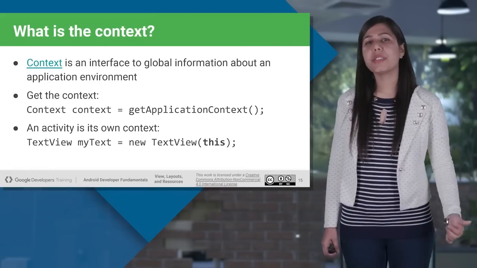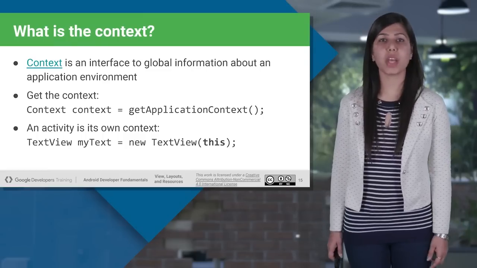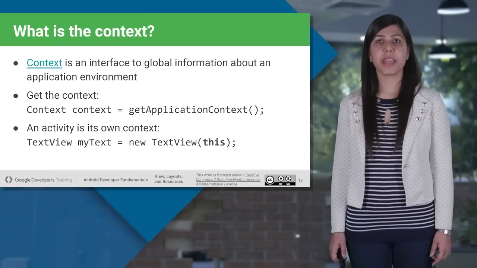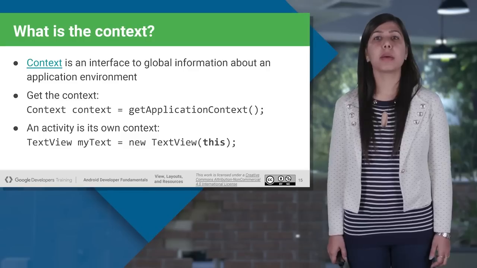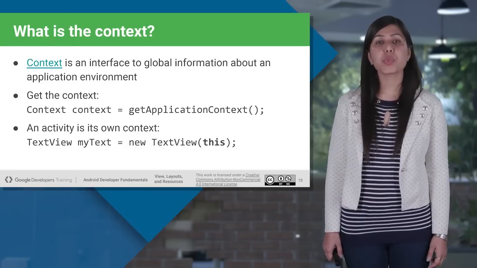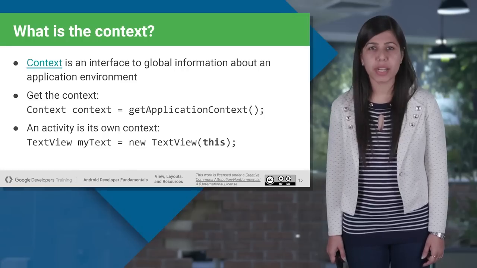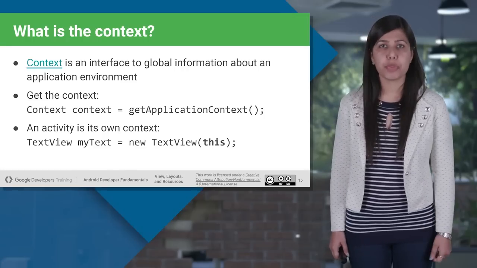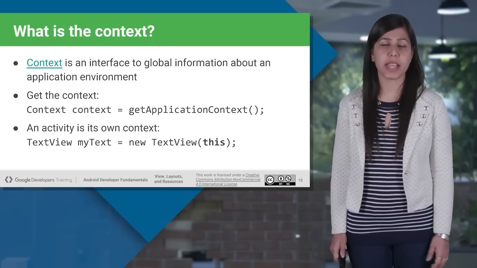Now, you noticed in the previous slide that we have mentioned the context this. What is the context? Context defines the scope of a particular object inside it. It is global information about an application environment. There are two ways to define the context. To get the context, we call getApplicationContext. And when we create the object, we call this to specify the scope of that particular object inside the activity or an application.